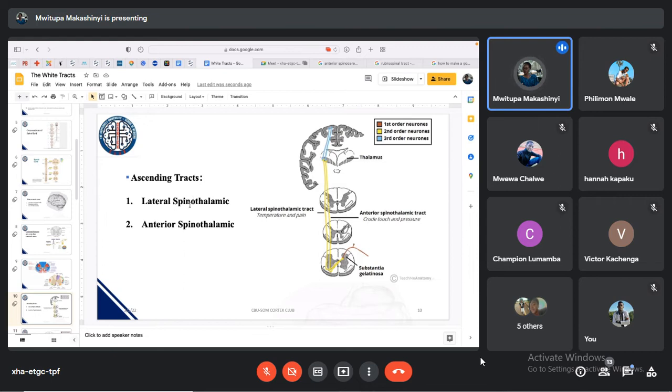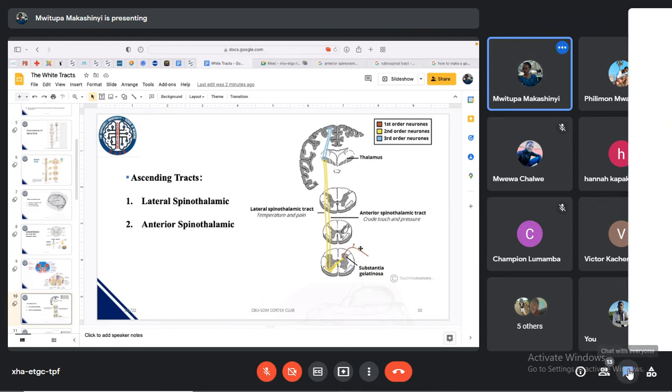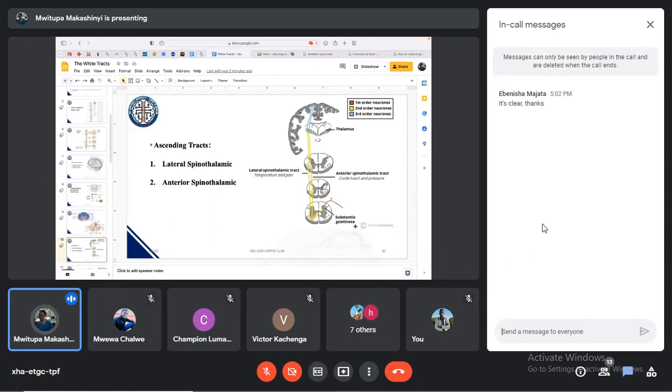Right. So the ascending tracts, there's basically 5 of them. So the first 2 are the lateral and the anterior spinothalamic. Now, as I said earlier, you can tell, starts with spine, goes to the thalamus. So the point where the origin is for the spinothalamic is there are certain pressure sensors all over your body.